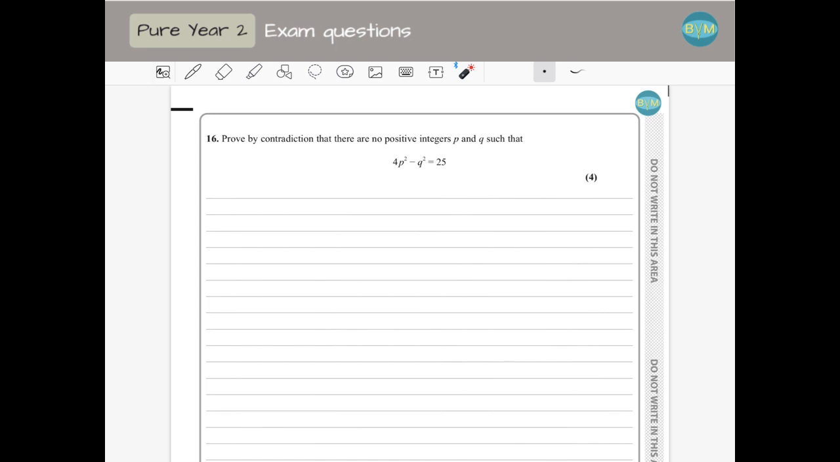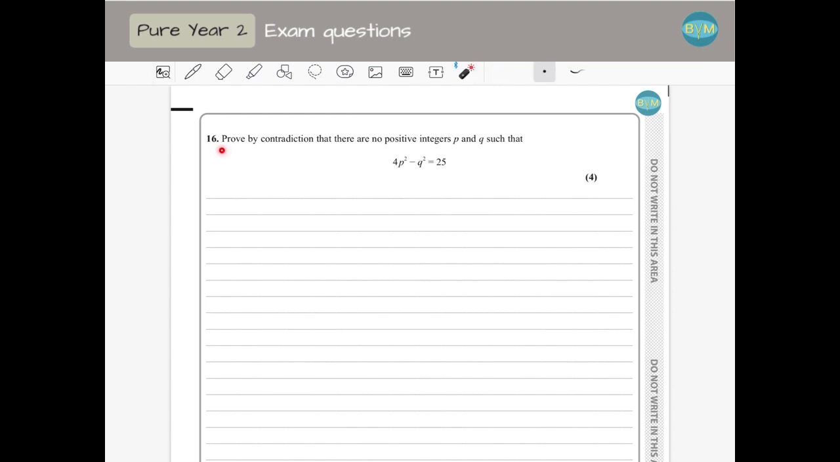Hello, this is question 16 on your November 2020 paper, paper 1 from Edexcel. You have to prove by contradiction that there are no positive integers p and q such that this happens. And remember, when you have to prove by contradiction, the first thing you have to do is to write the contradiction. Yeah, that's how you're going to get the first mark.